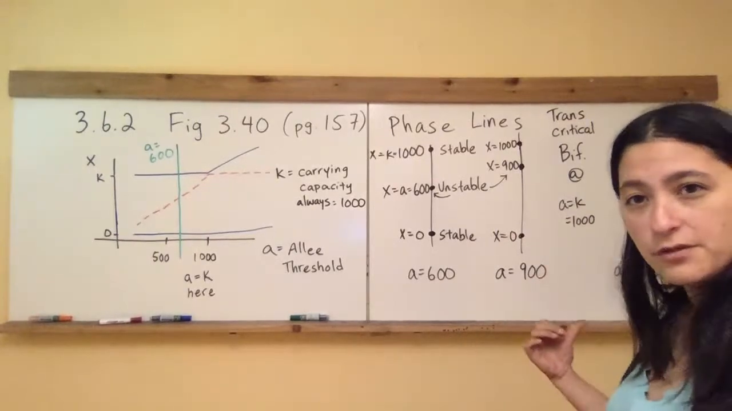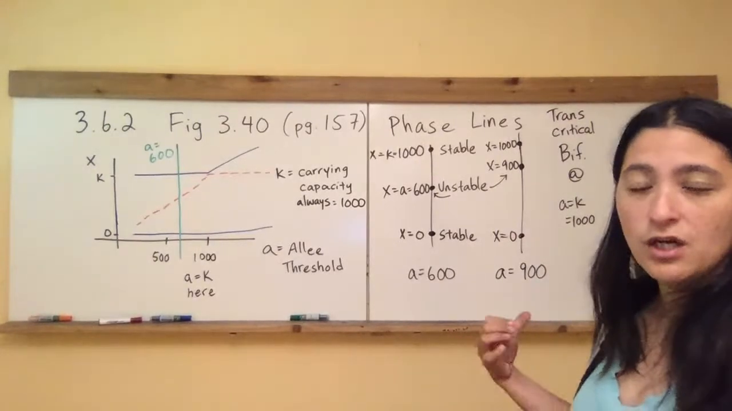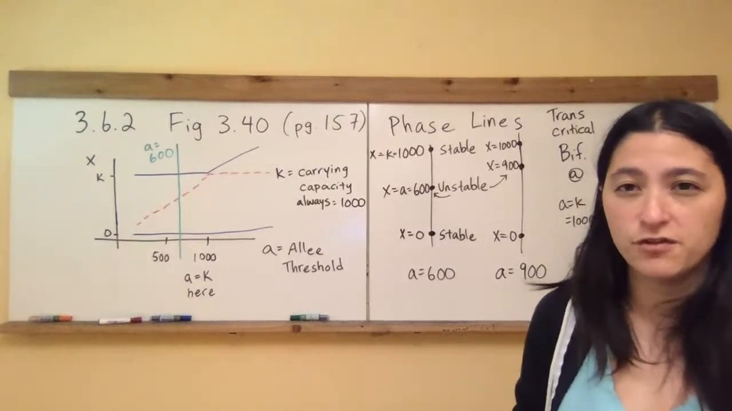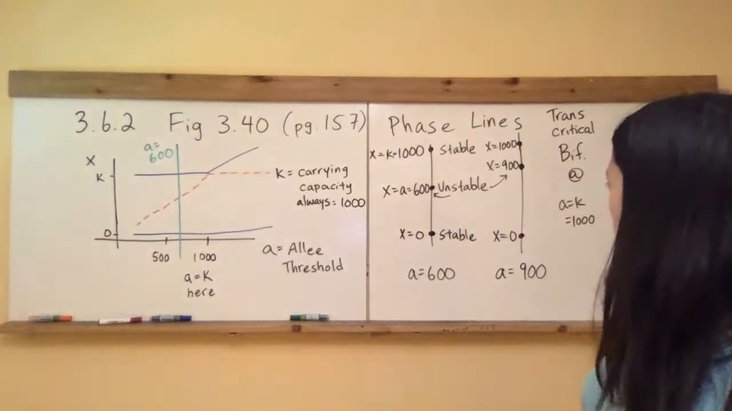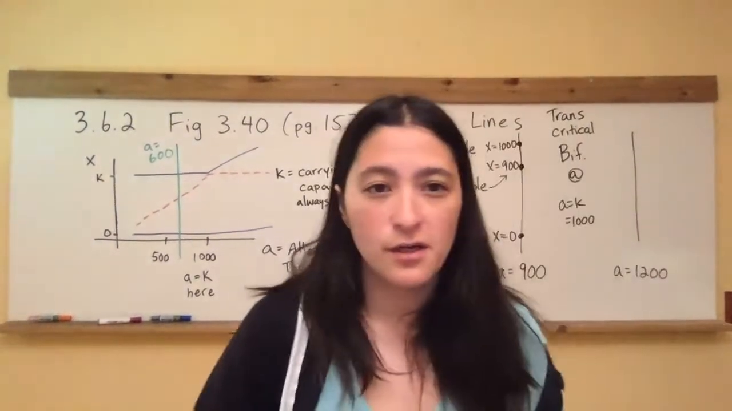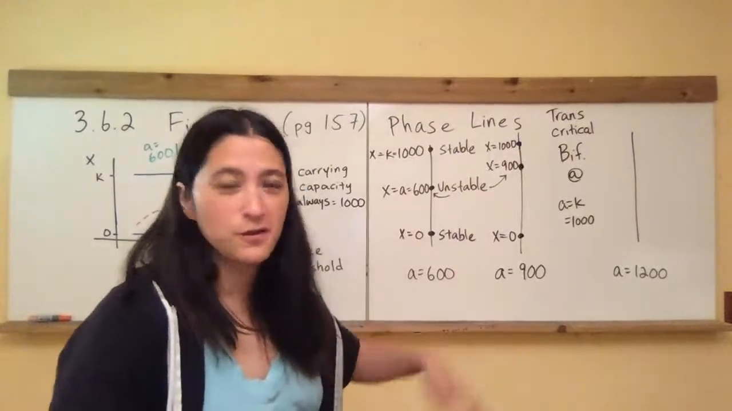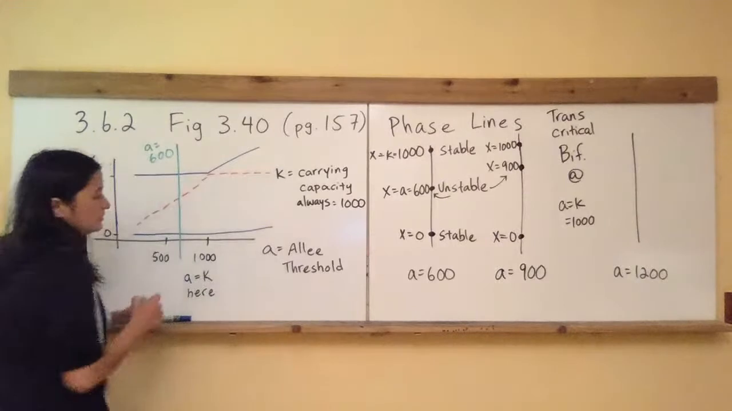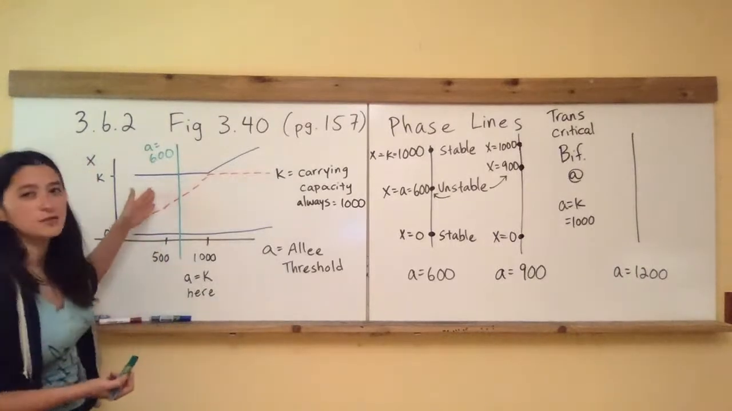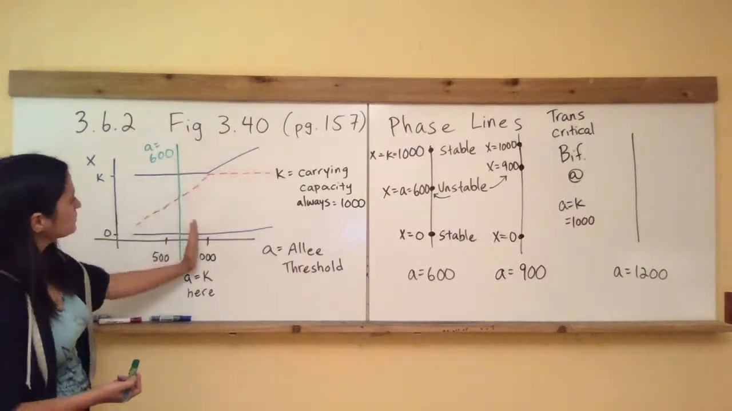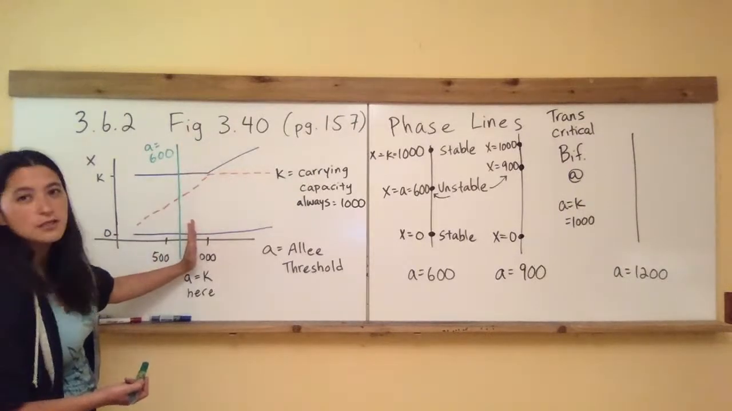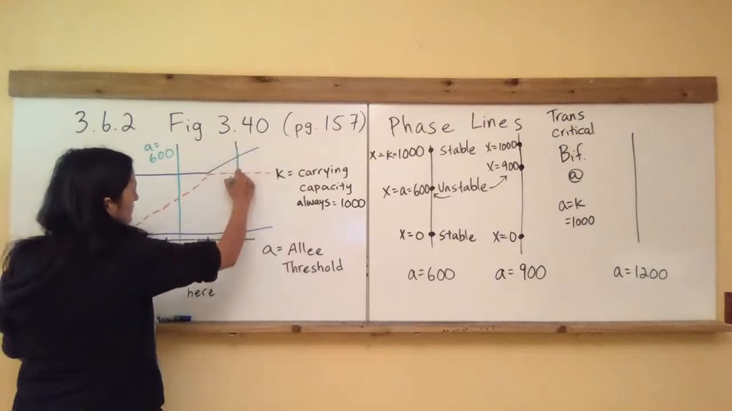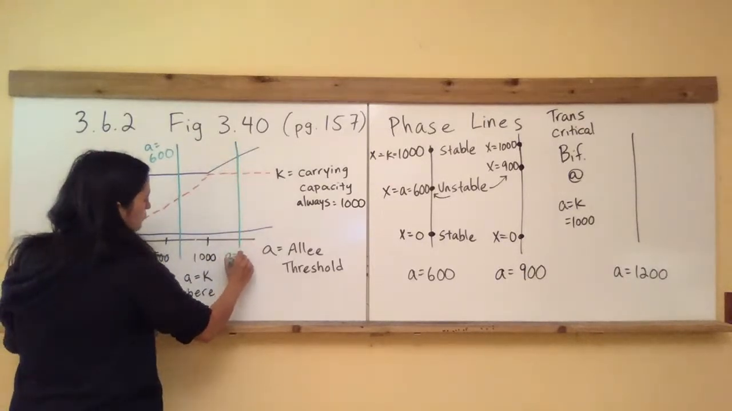And then after we go through the transcritical bifurcation, we're going to see a qualitatively different event happen in what that phase line looks like. So does anybody want to give the answer for A is equal to 1,200? I'll just mark that one off on the graph here. I didn't mark off A is equal to 900 because that's going to be pretty much the same thing as A is equal to 600. But you see on the other side of the bifurcation is our last case here where A is equal to 1,200.